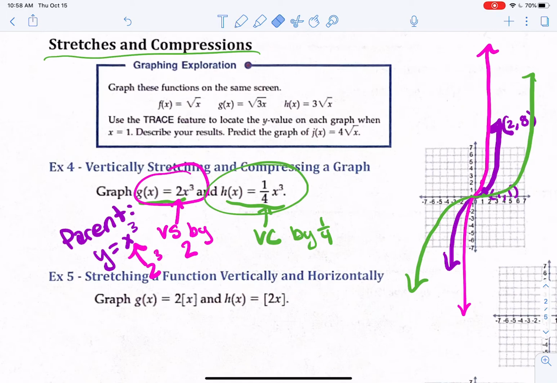Okay, the point 2, 8 would be at the point 2, 1/4 times 8. 1/4 times 8 is going to be 2. So this next point would be at the point, oh my gosh, technical issues here, would be at the point 2, 2. Oh, I made him really a lot wider than he needed to be. Anyway, so he is wider. He's a vertical compression by 1/4.